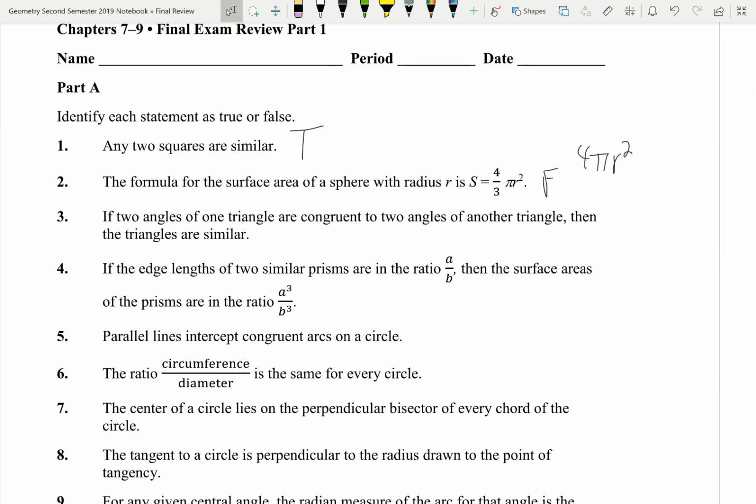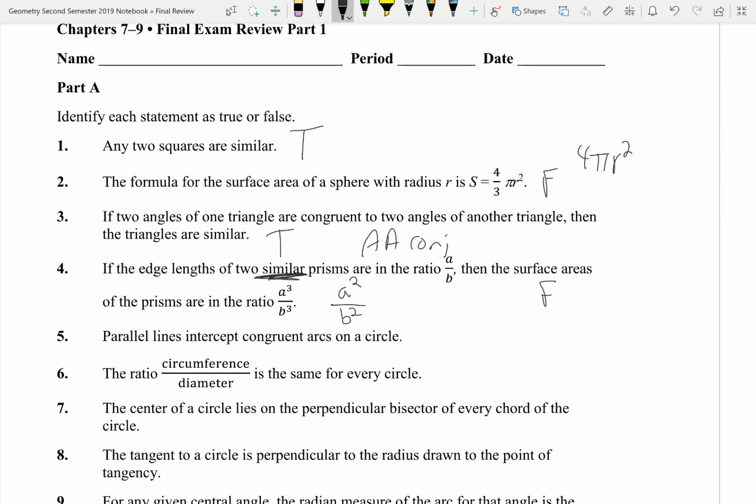If two angles of one triangle are congruent to two angles of another triangle, then the triangles are similar. That is true. The AA conjecture says that. If the edges of two similar prisms are in the ratio of A to B, then the surface area ratio is A squared over B squared. Notice it says two similar prisms. That's the key word right there. If the prisms are similar, then this is true.